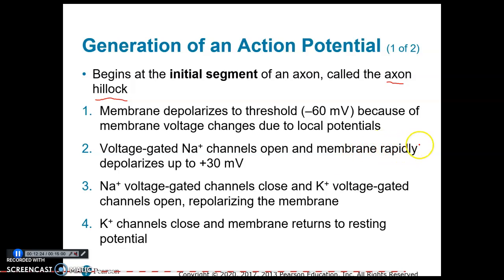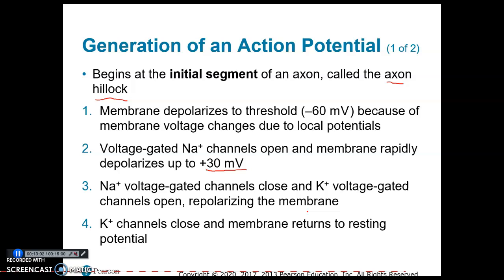And if enough sodium comes in at the axon hillock to reach negative 60 millivolts, then there will be an action potential. So once that negative 60 millivolts is reached, voltage-gated sodium channels open. And they're voltage-gated because that voltage of negative 60 is what causes the channels to open. So the sodium channels open, sodium rushes into the cell, depolarization is very rapid, and it leads to an action potential that goes all the way to positive 30 millivolts.